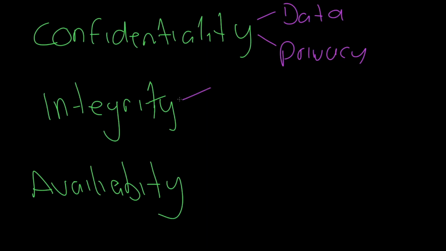So integrity can be broken up into two as well. One is data and one is system. So data integrity basically ensures that your data is not being manipulated by an unauthorized entity or an individual. Whereas system integrity actually allows a system to perform in its intended manner without unauthorized manipulation.